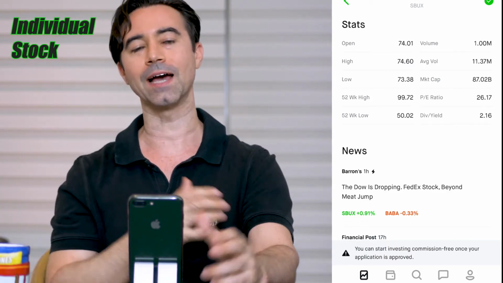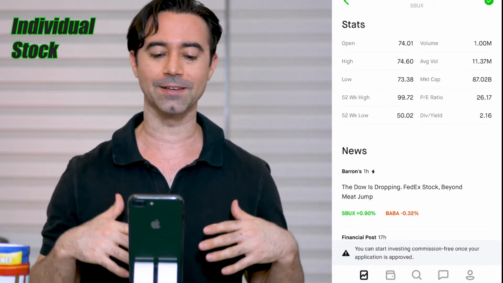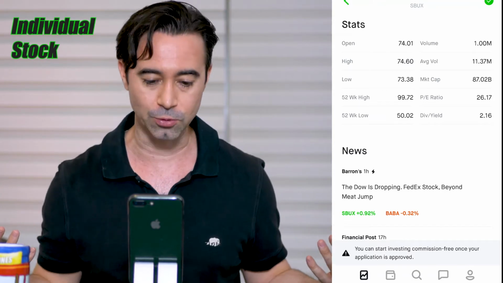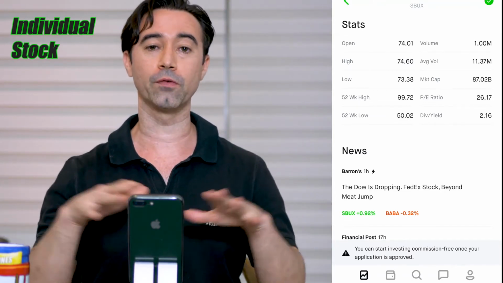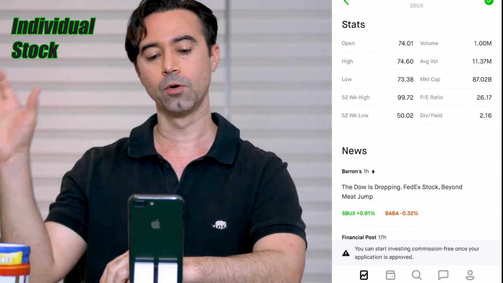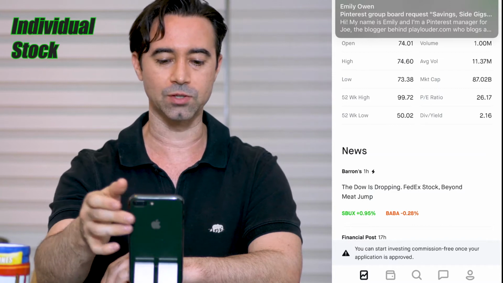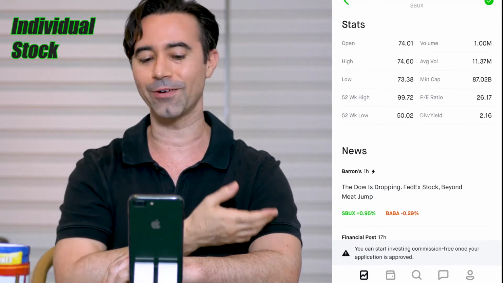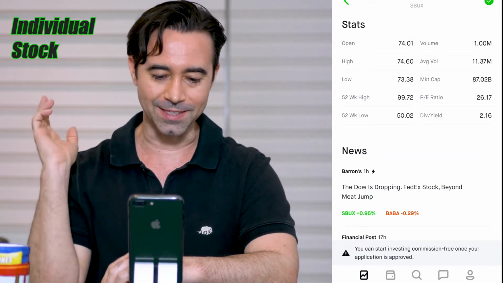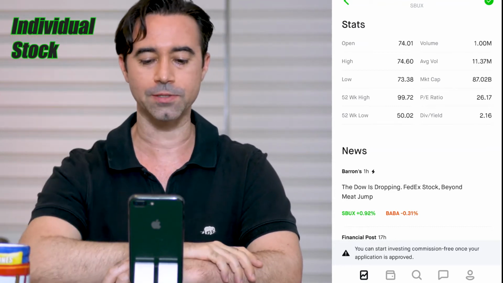The 52-week high, so how high did the stock get over the past 1 year period? Well, it's gotten as high as 99.72. And then what's the low for the 1 year period? It's gotten as low as 50.02. Now, what does that tell us? It just tells us where the stock is in the range of the whole year. It's kind of like right in the middle, in the 70s. So right in between kind of 50 and 100 almost.